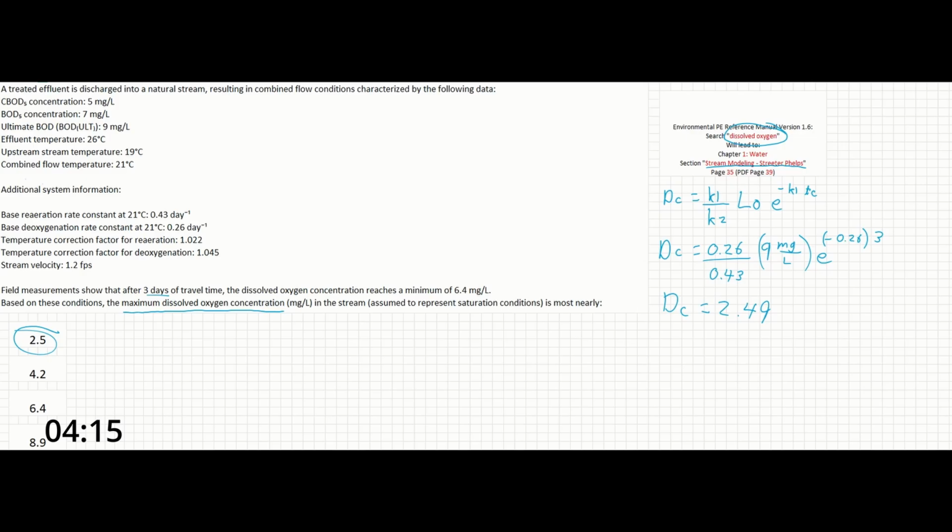So this problem has a long problem statement, but like many others we've done, it can be solved very quickly if you simply know what equation to look for. So searching for dissolved oxygen in the reference manual will bring us to the Streeter Phelps equation. If we can plug in our terms from there, all we have to do is solve the problem. And that's it.